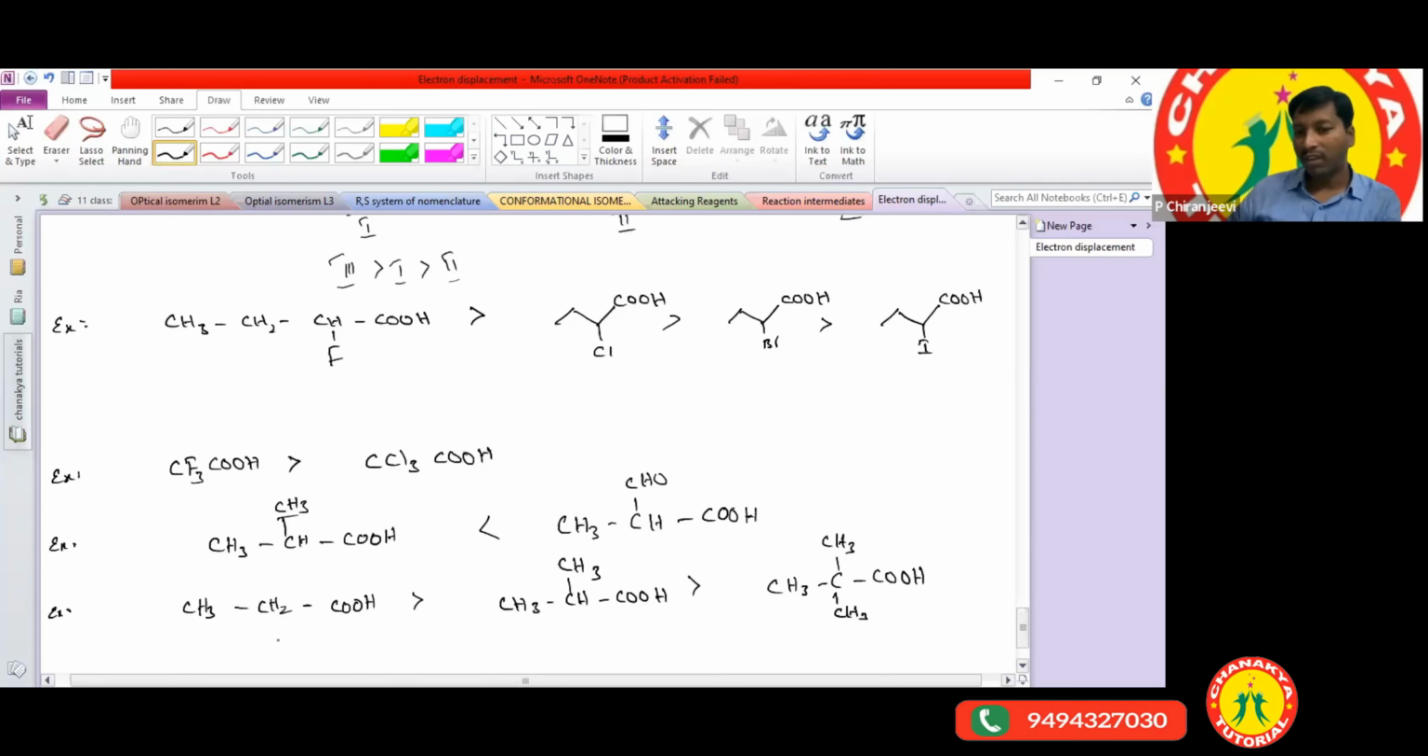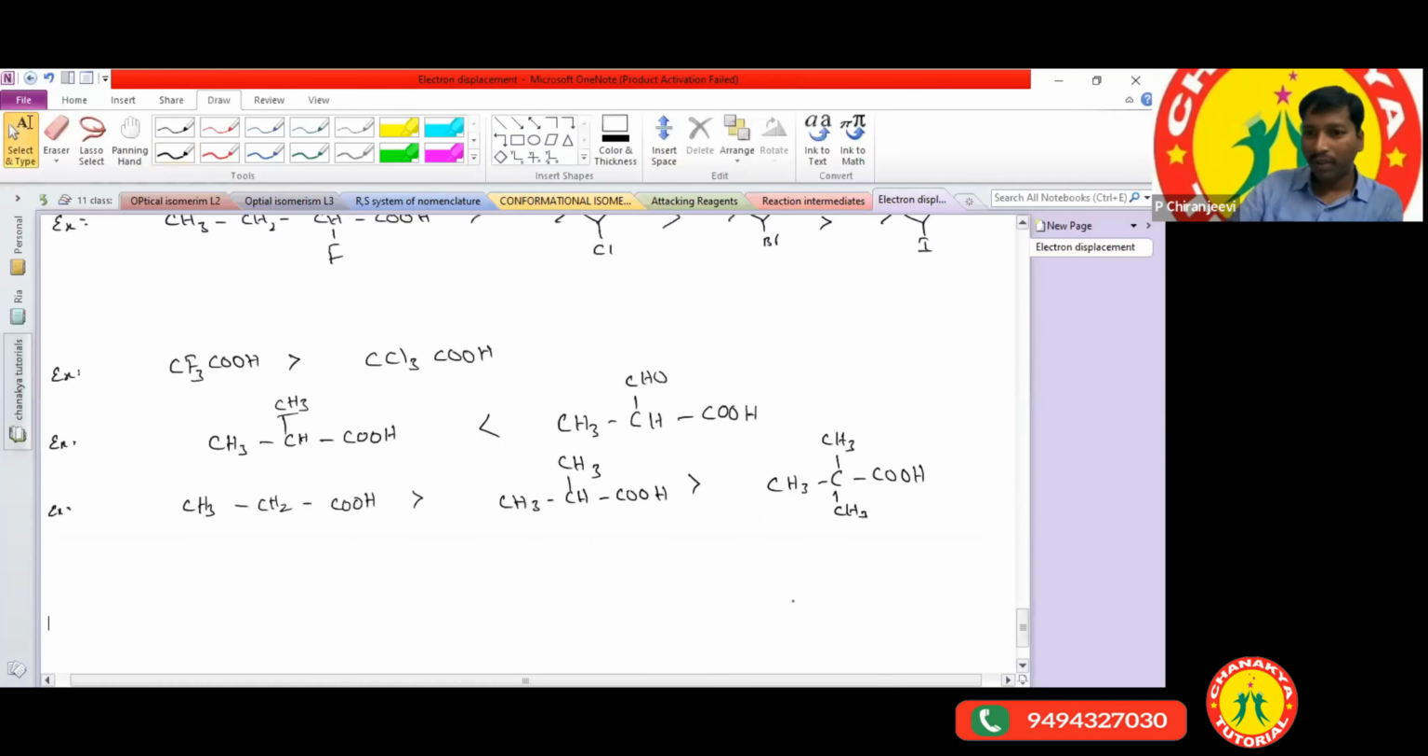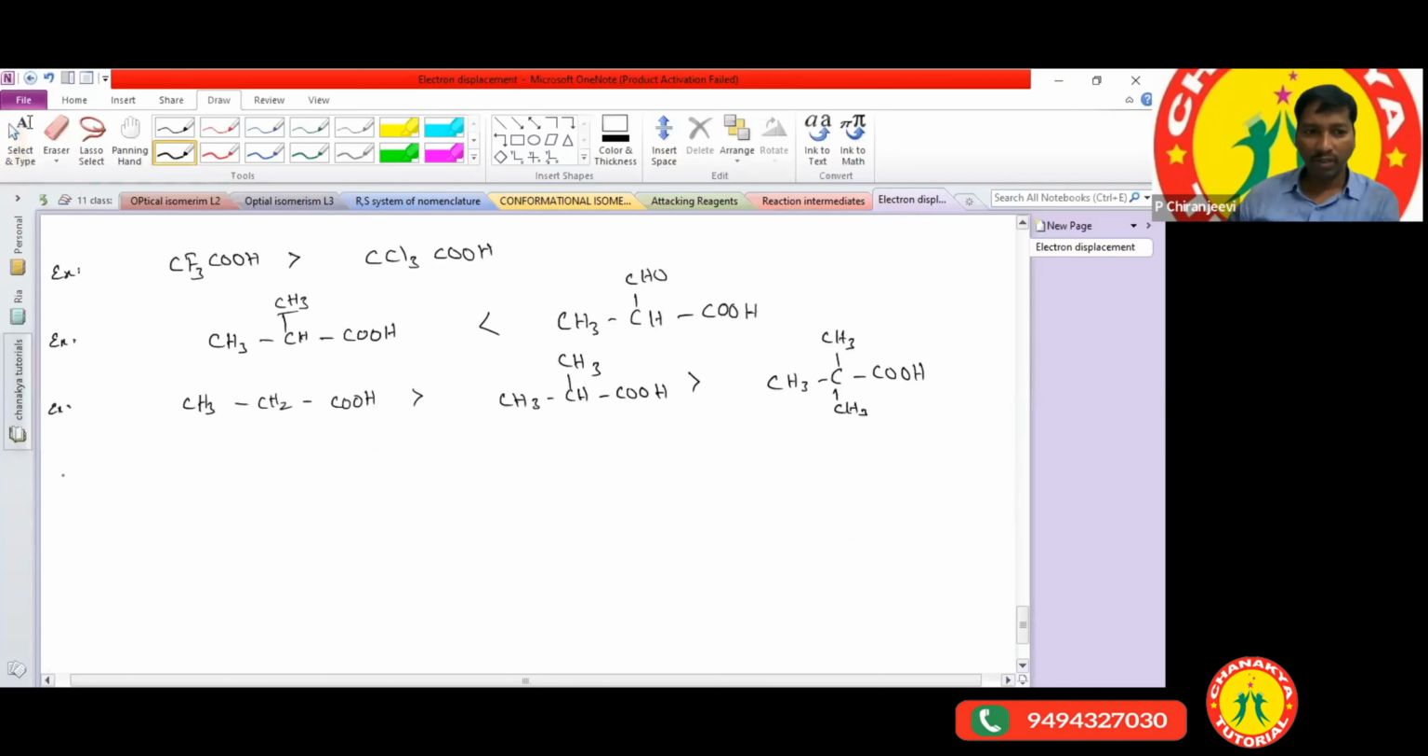In the first one we have zero electron donating groups, in the second one we have one methyl group, and in the third one two methyl groups are there. As the number of electron donating groups increases, the acidic strength decreases. So now you got the clarity. Can I give one more example? One more example in a different formation. This is another example I can give here.